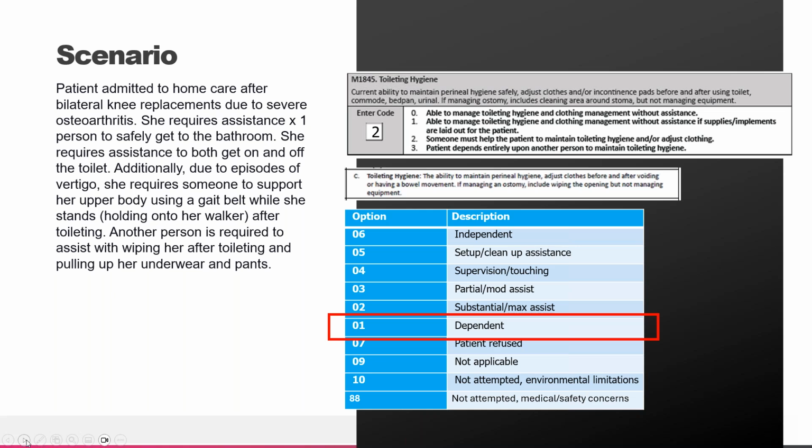Well, because she needs assistance, M1845, we're going to put that as a 2, right? She needs some assistance to get to the bathroom. She needs some assistance to hold her up. She needs somebody to help wipe her.